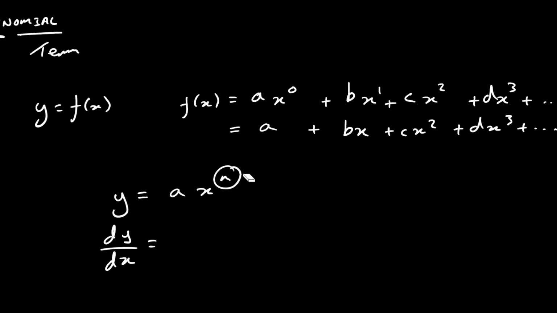well, the power climbs down out the front. So the a just comes along for the ride. The power climbs down, so the n comes down. Then we've got x, and then we reduce the power by 1. Think about differentiation, it's getting less, it's getting smaller. So the power climbs down, and the power reduces by 1.